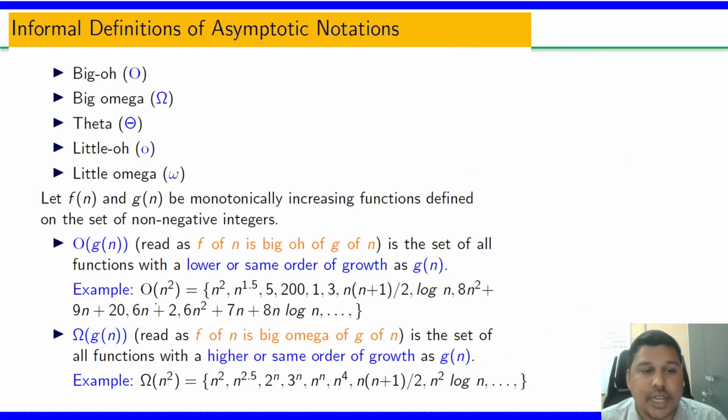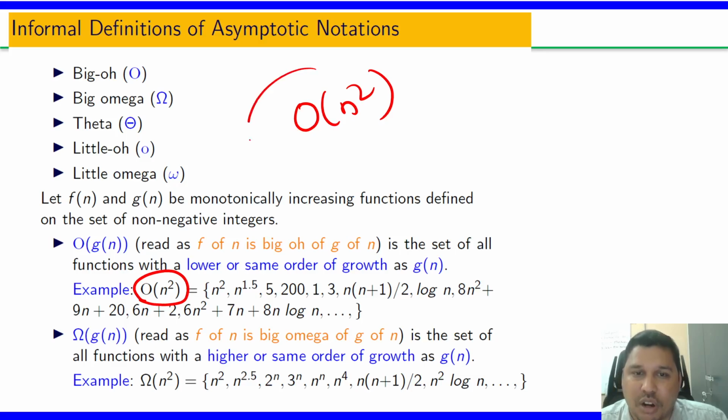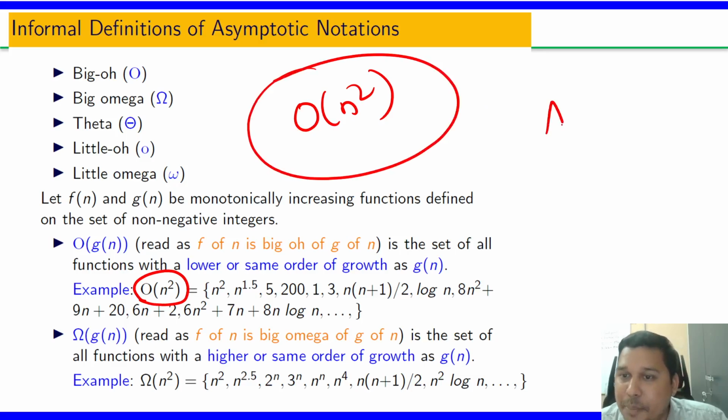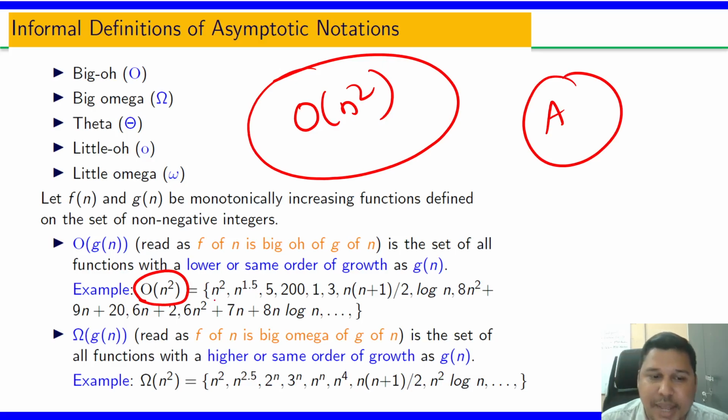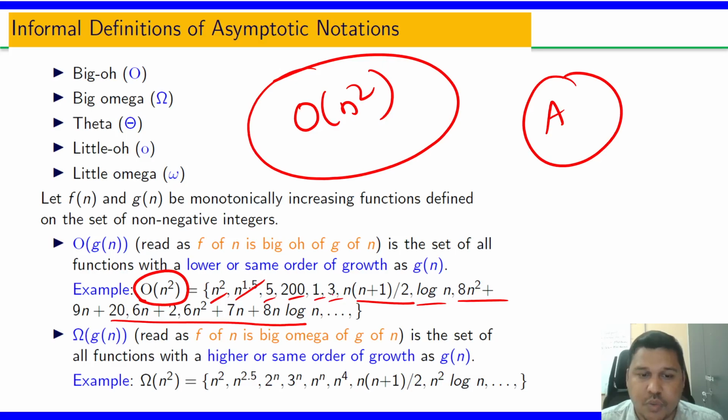See, an example. The meaning of order of n square: when you are saying that the complexity of an algorithm is order of n square, it means that particular algorithm can have any of these times. It can have n square order of growth, n power 1.5 order of growth, 5, 200, 1, 3, n into n plus 1 by 2, log n, 8n square, anything is okay. We can say that it is order of n square.